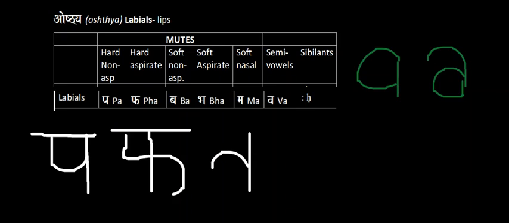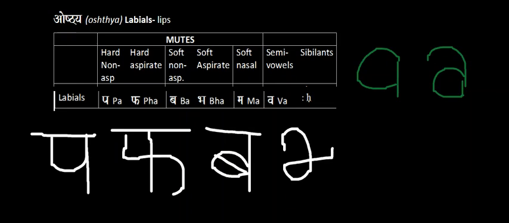Then we have ba. I like to think of it as the letter D with a horizontal line in the middle. Then we have bha, aspirated ba. So we're making a fancy looking two, and then we're coming across and then going up and down, and we're crossing that T looking figure.